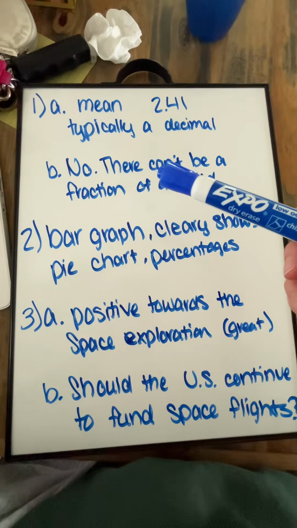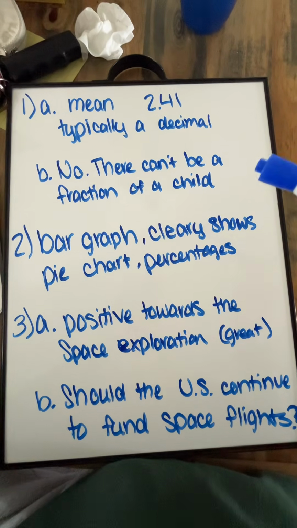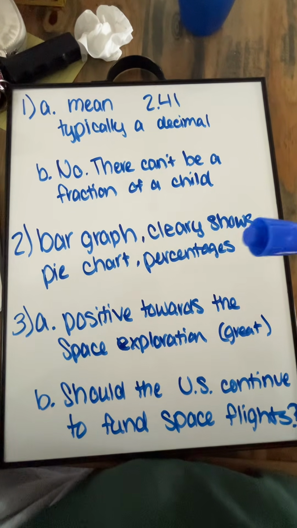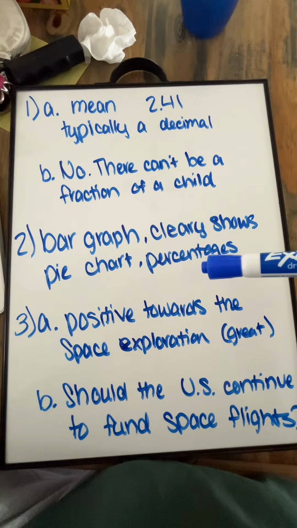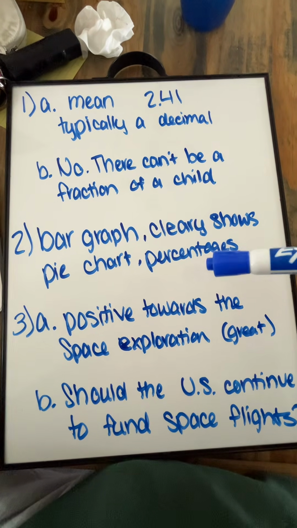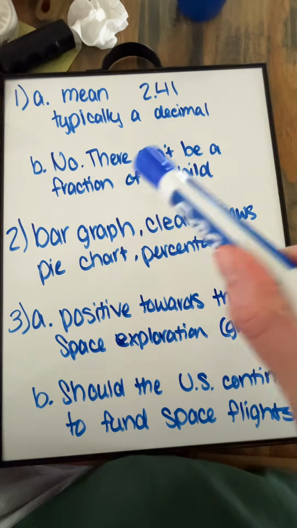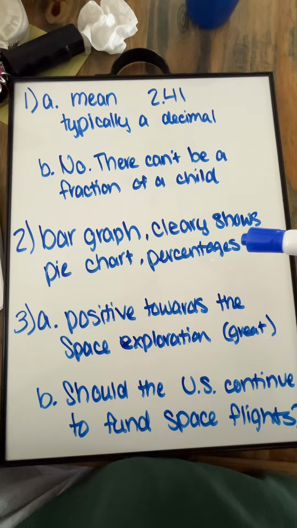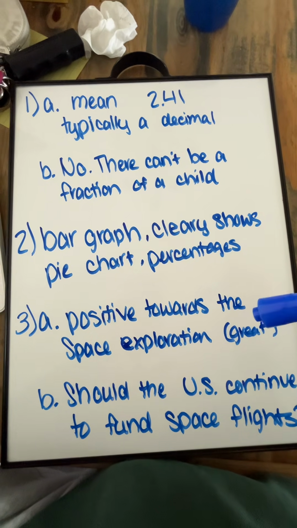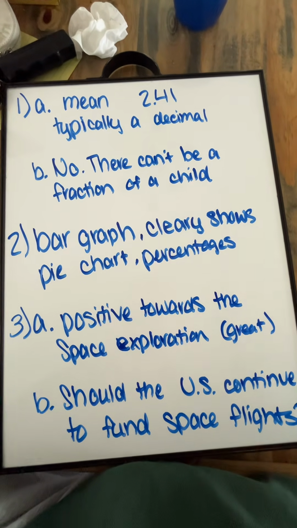For B, I said no, I don't think it's the best measure to use because there can't be a fraction of a child. And then for number 2, I said I would choose a bar graph to represent a school district's annual budget because it clearly shows the numbers next to each other. And then my second choice would be a pie chart because it shows the percentages of the budget next to each other in a circle.